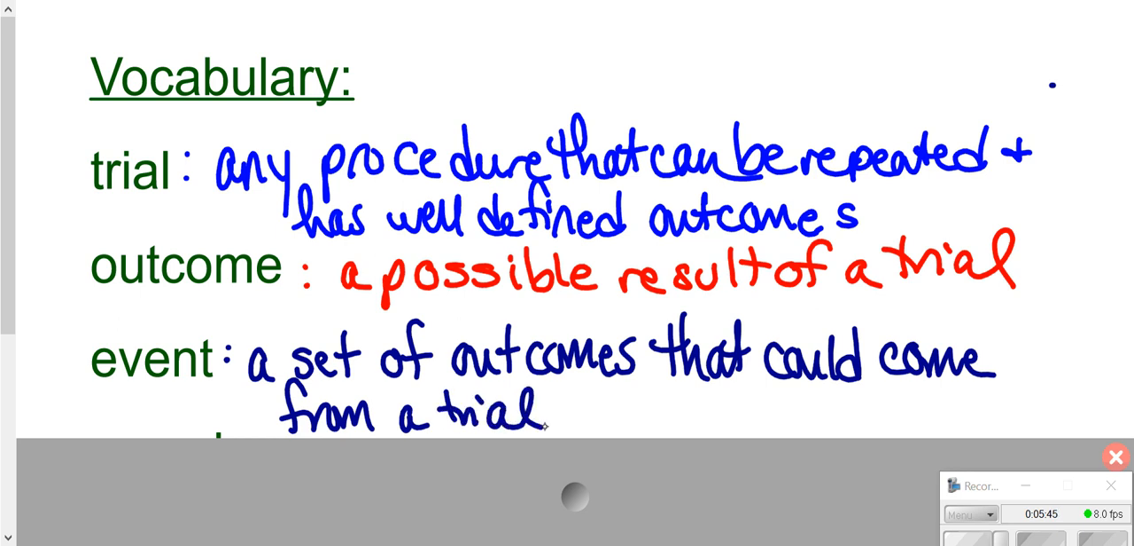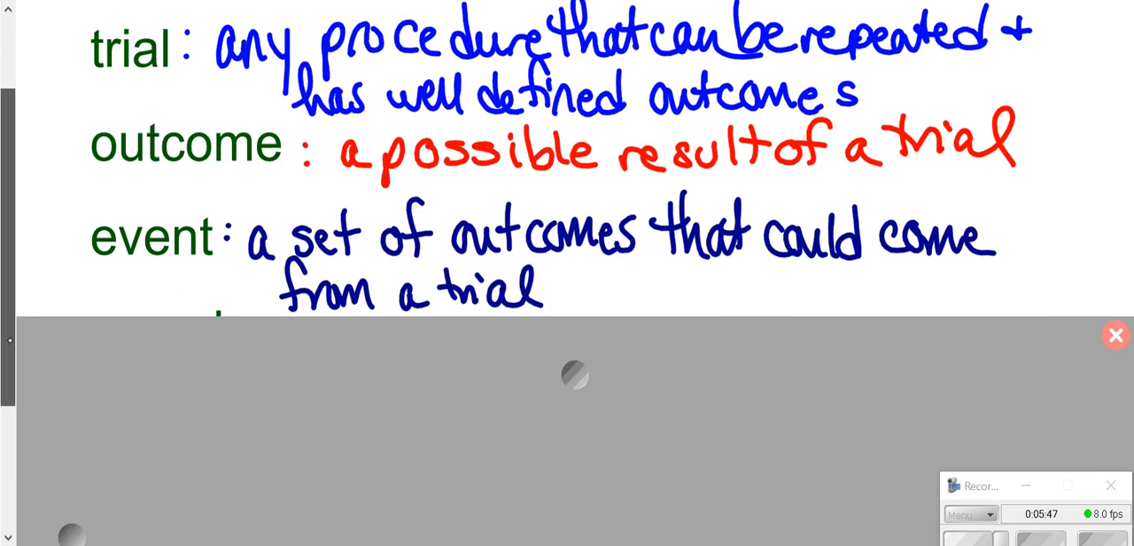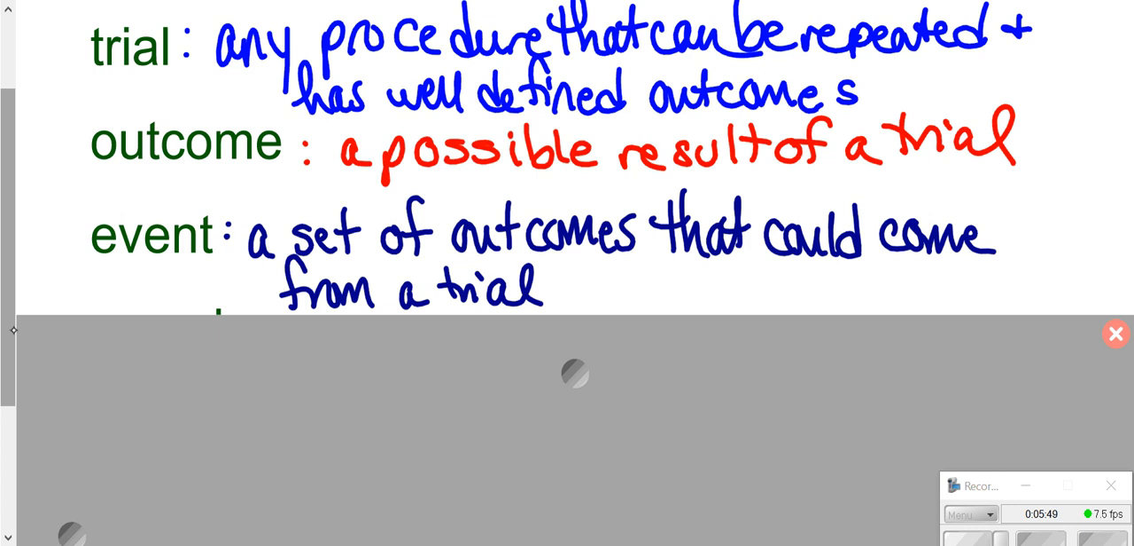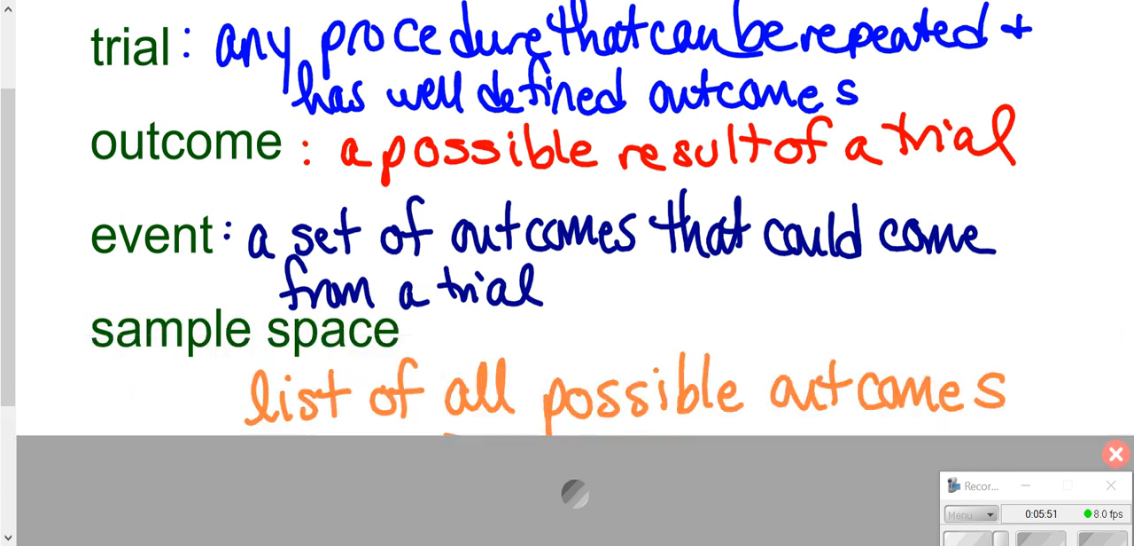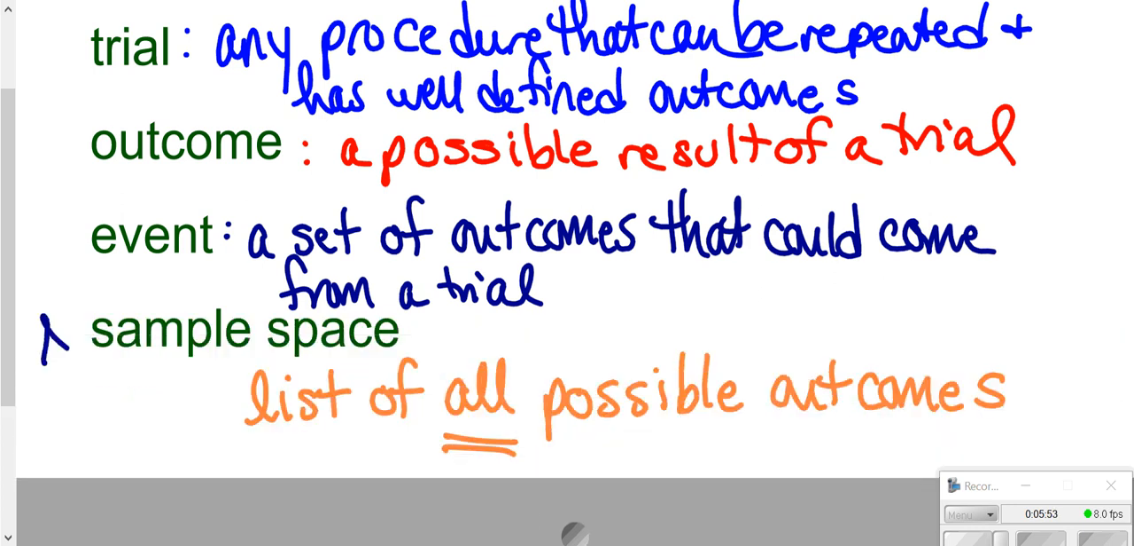Okay, so a set of outcomes that could come from a trial would be the event. And sample space, this is a very key idea. This is going to come up all the time. So sample space is a list of all the possible outcomes for any given scenario.